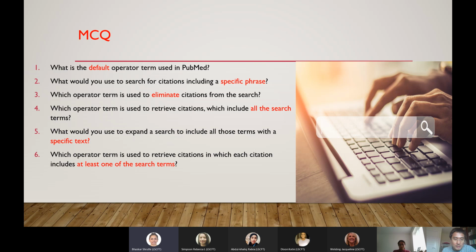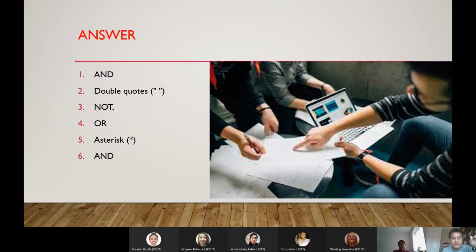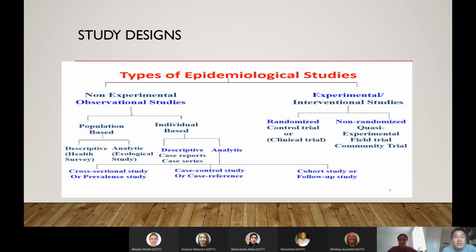Okay, so I think we have answered all of this. Perfect. So if any Boolean operators come in the exams in extended questions, I hope all 4 of you will answer. You will not miss it. So now we are going into the study design.